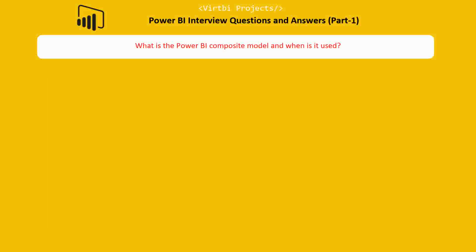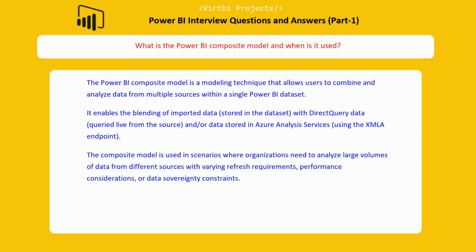What is the Power BI Composite model and when is it used? The Power BI Composite model is a modeling technique that allows users to combine and analyze data from multiple sources within a single Power BI dataset. It enables the blending of imported data stored in the dataset with DirectQuery data queried live from the source and/or data stored in Azure Analysis Services using the XMLA endpoint. The composite model is used in scenarios where organizations need to analyze large volumes of data from different sources with varying refresh requirements, performance considerations, or data sovereignty constraints.